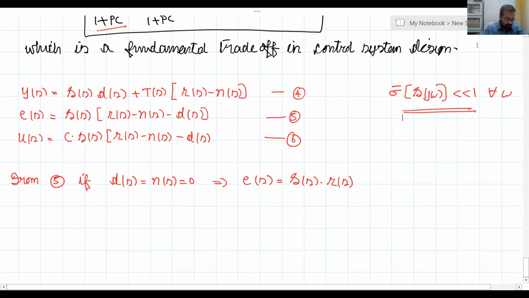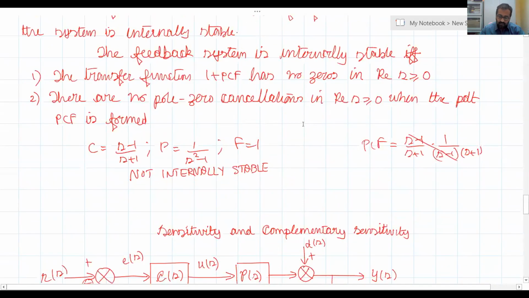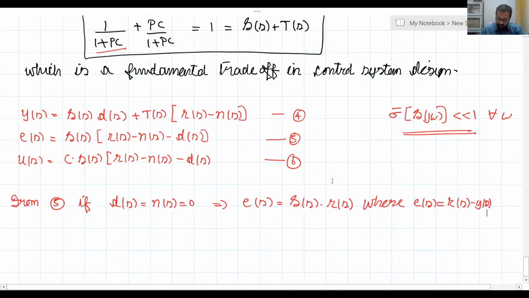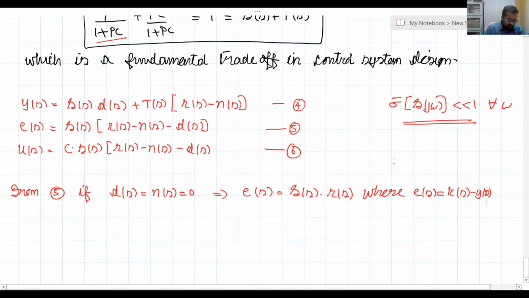So E of S is the error signal, where E of S equals R of S minus the output signal. Is it not? If you have any doubts, just see the block diagram. What is E of S? R of S minus Y of S. We had assumed that N of S is 0 and D of S is 0. Fine. So this is the condition where E of S is this thing.